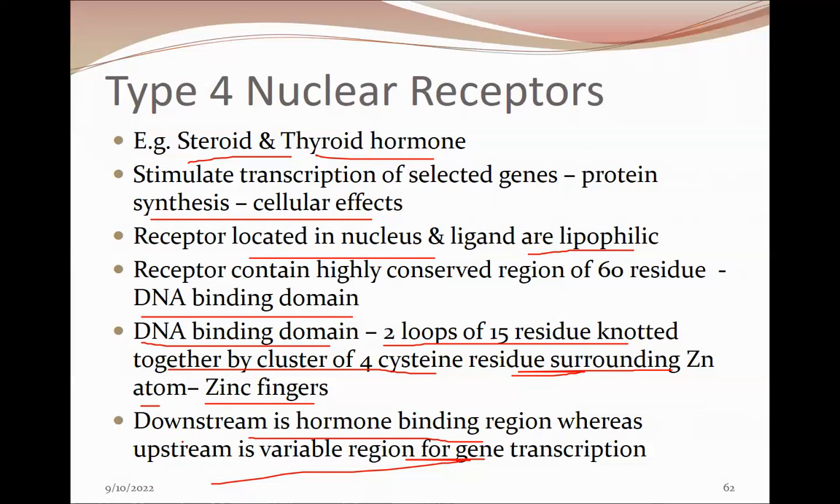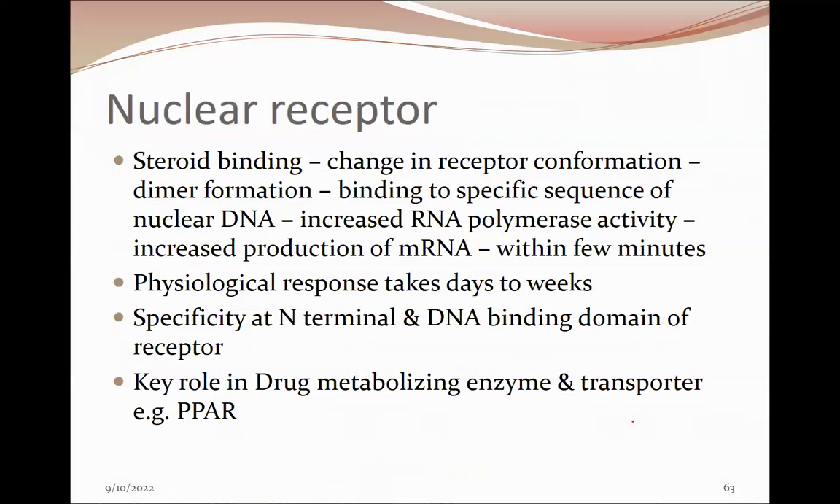Out here it is opposite, so that is why downstream is the hormone binding region and upstream is the variable region for gene transcription. Now, what happens when a steroid, or let's say a hormone, binds to this particular receptor? Once the steroid binds to this receptor, there is a change in receptor conformation.